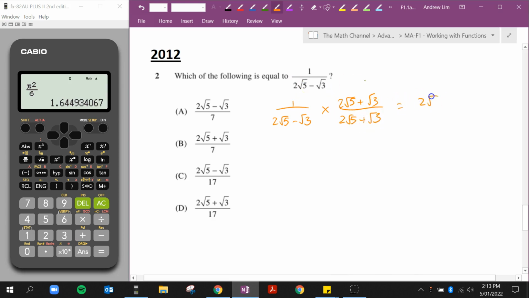Giving me 2 root 5 plus root 3 over this squared is going to equal 4 times 5, which is 20. Put a minus sign. And this squared is going to equal 3. So we've got 2 root 5 plus root 3 over 17. So the answer is D. No, not D. Hold on, I made a mistake here. That should say root 3. So it is D.